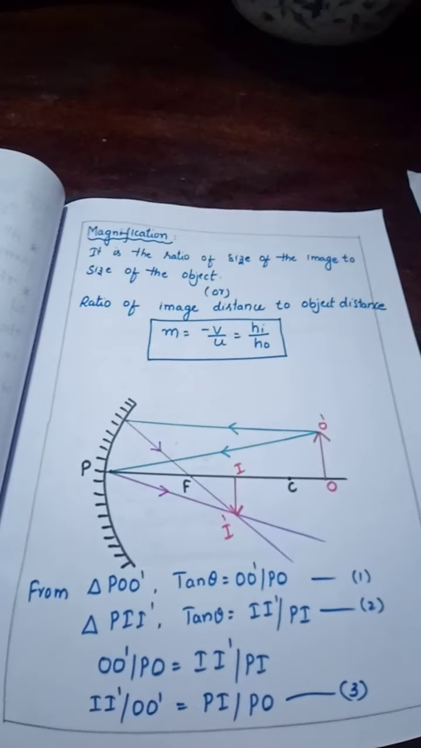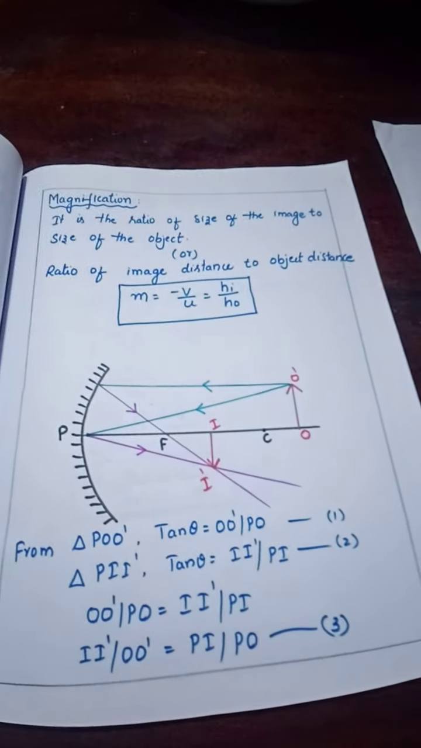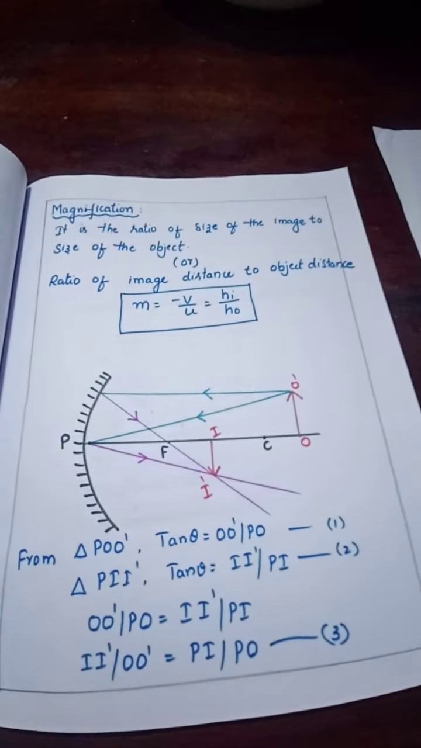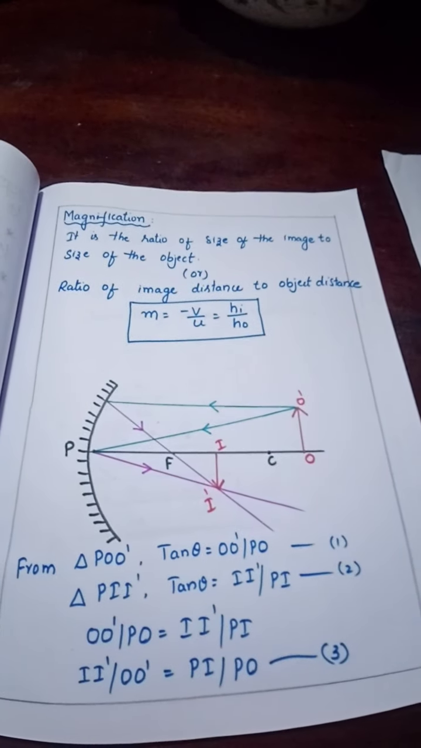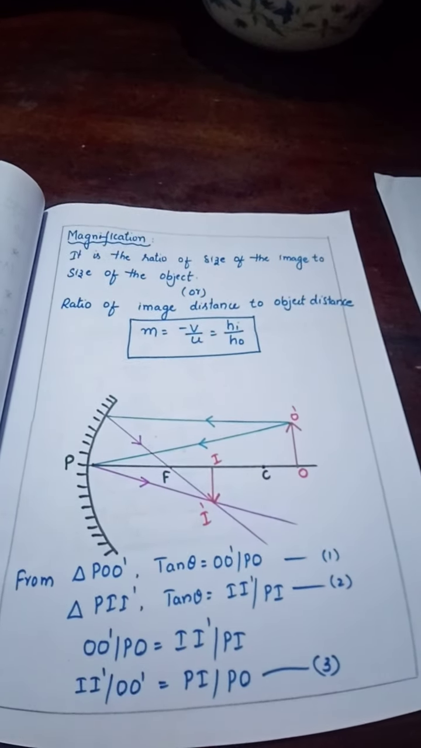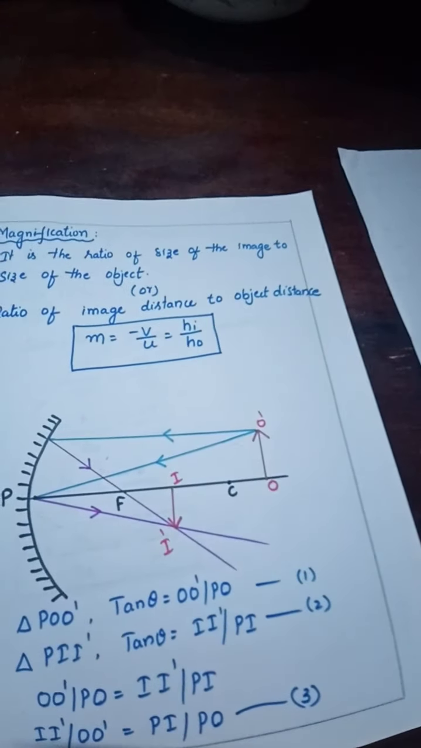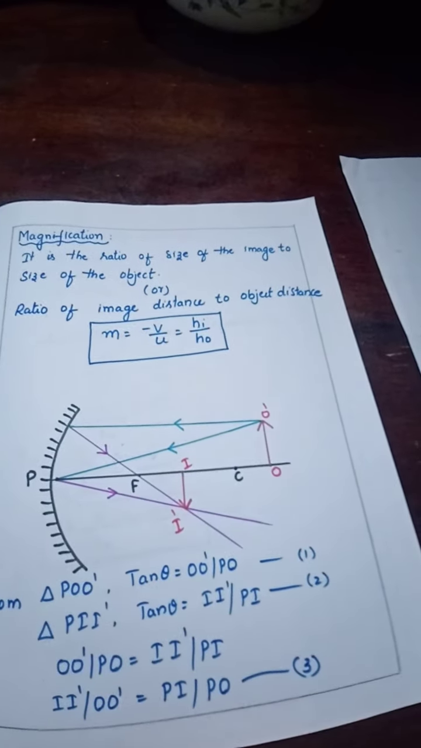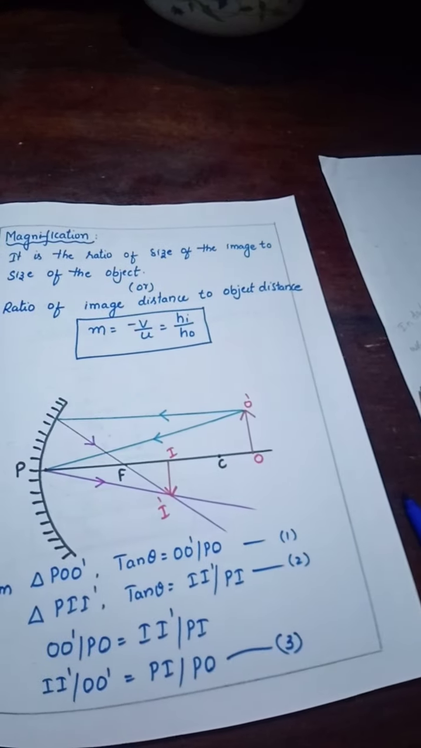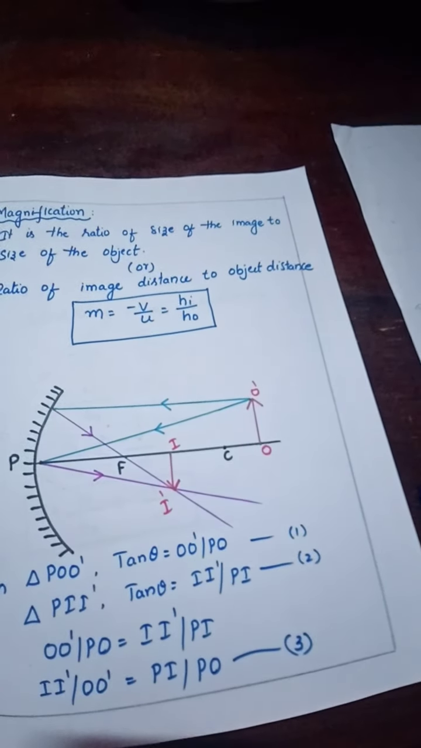Next one, magnification. Magnification is actually the ratio of the size of the image to the size of the object. In general terms, for example, you use a microscope for amoeba, paramecium in biology. In the microscope, what do we observe? A very tiny object appears as a very big object.